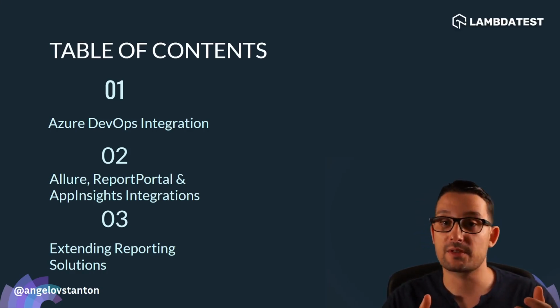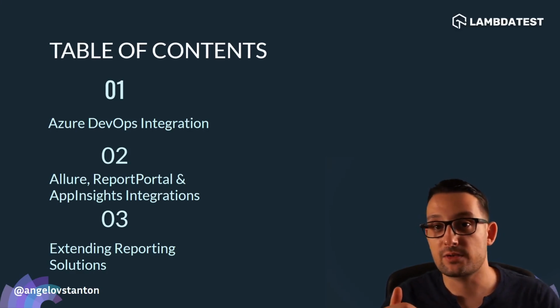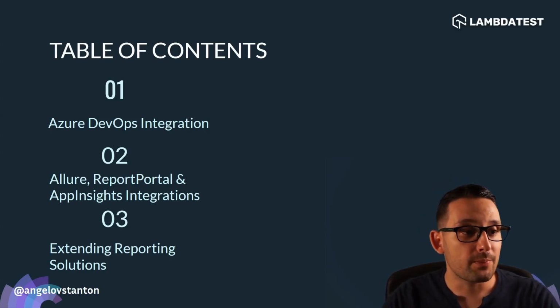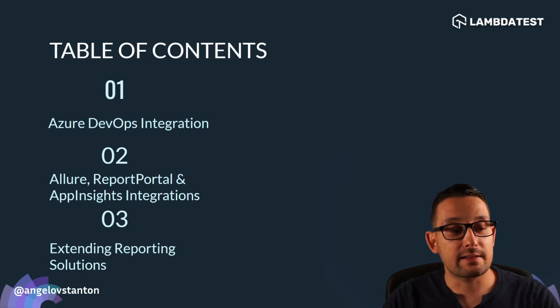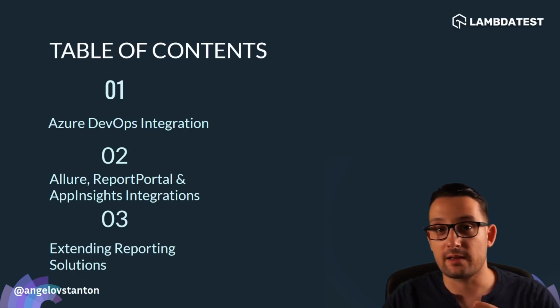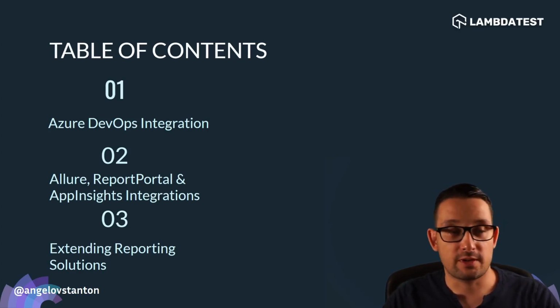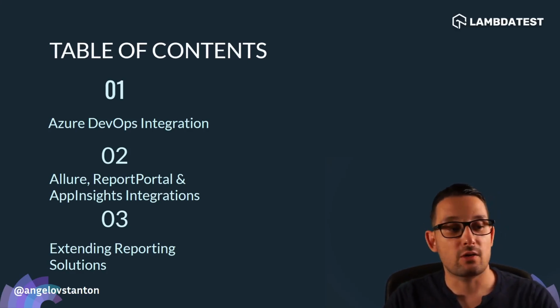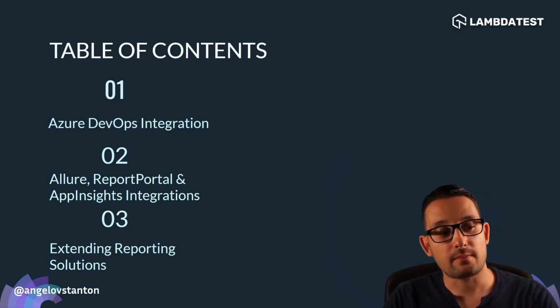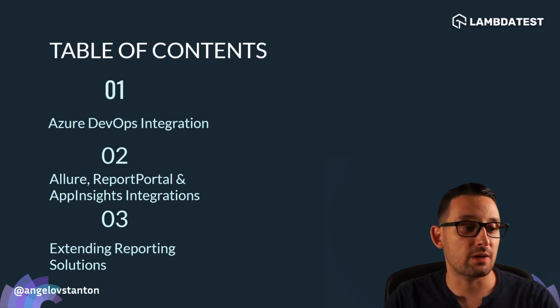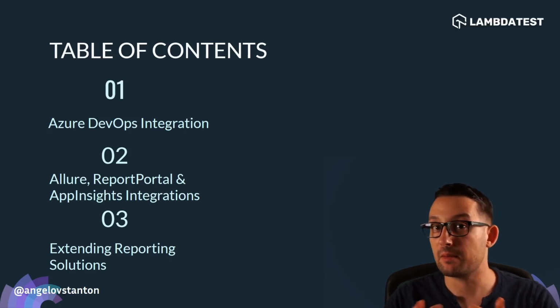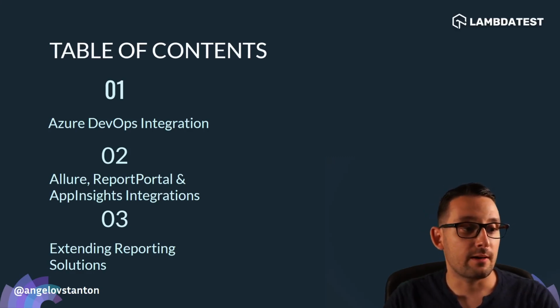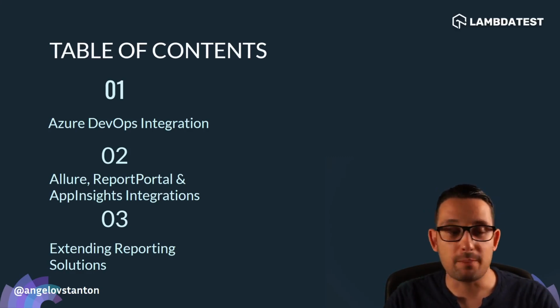So first, we're going to begin with integrating our framework and executing all of the tests using Azure DevOps, a popular continuous integration, continuous deployment tool. After that, we're going to integrate together Allure, ReportPortal. Also, I'm going to show you another interesting feature of Azure called AppInsights, where we can collect some meta information about the execution of our tests, and maybe it can help us to resolve some problems in future.